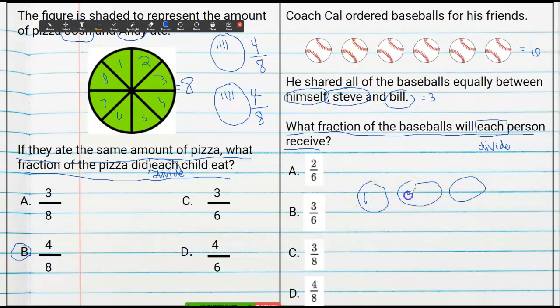Okay? So here's my 3 people, and I'm going to give them a baseball until I run out. So 1, 2, 3, 4, 5, 6. I only have 6 baseballs. So each person got 2 baseballs. So now we need to talk about the fraction that's represented. Okay? So he got 2 baseballs out of 6. Steve got 2 baseballs out of 6. And Bill got 2 baseballs out of 6. So they all got 2/6.